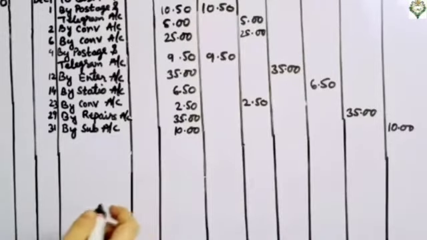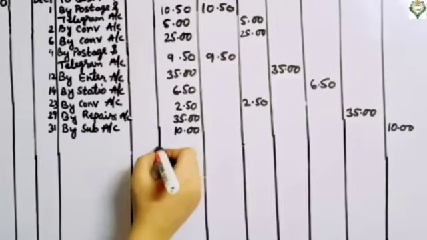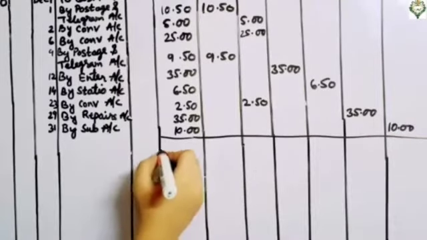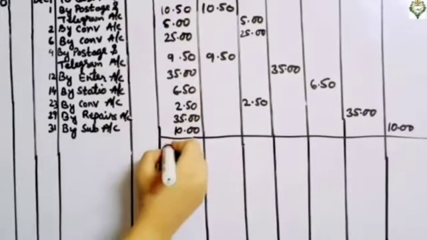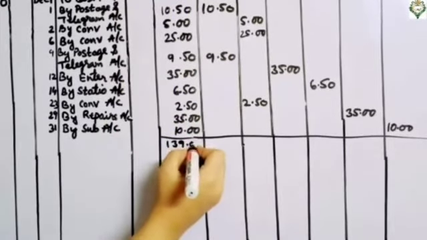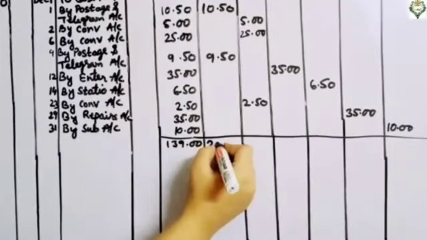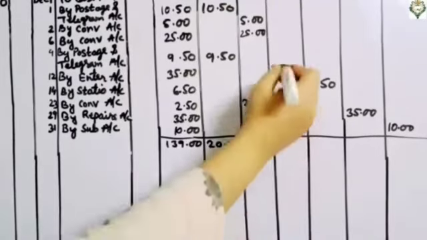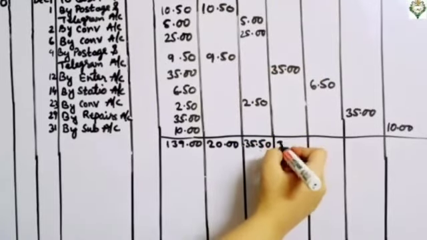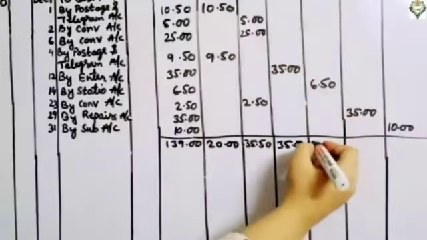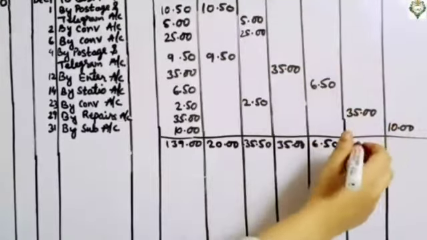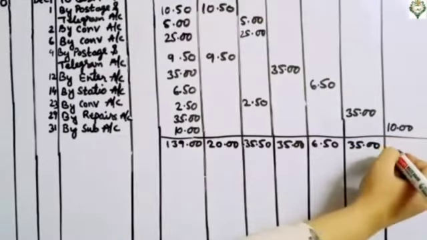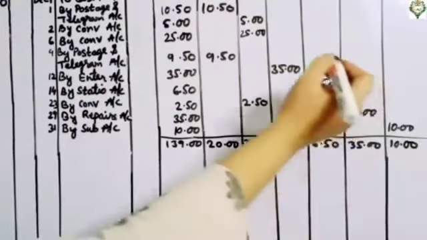Now we have to do the total. So draw a line here. If you add this total column, you will get 139.00. Here you will get 20.00. Here you will get 32.50. For the entertainment you will get only 35. In this column you have only 6.50. Here also you have 35 only. For the repairs and for the subscription column also you have only 10. So that is the total we have done.